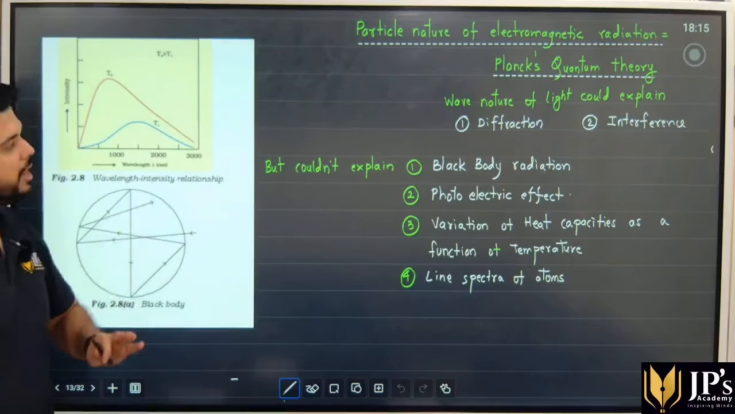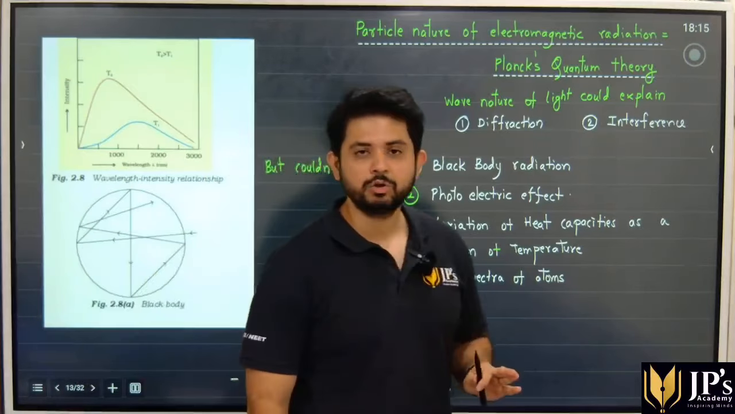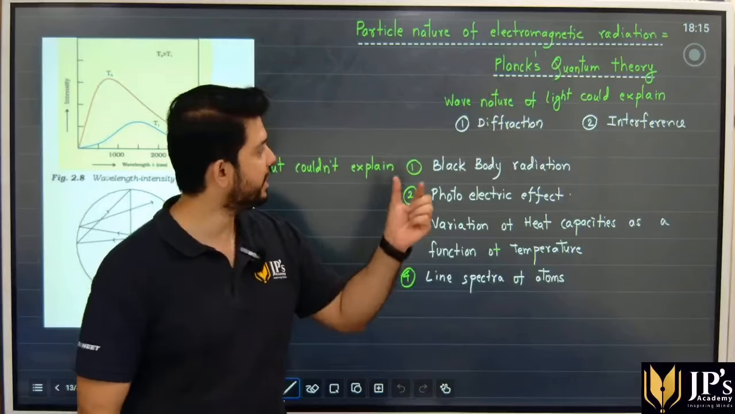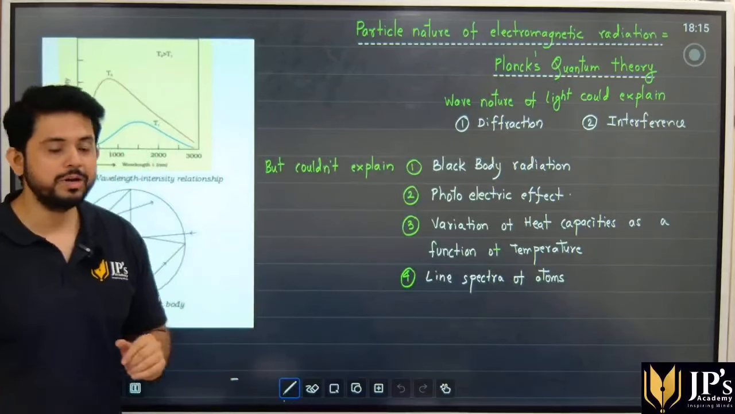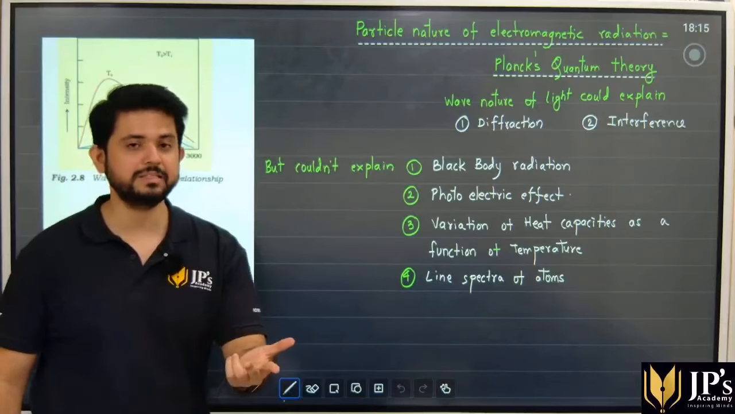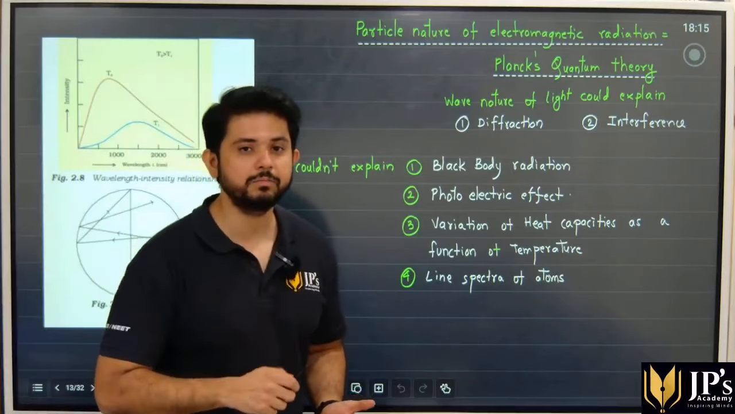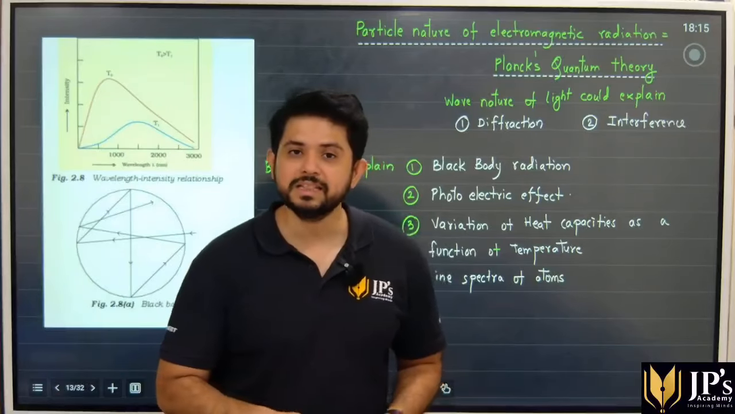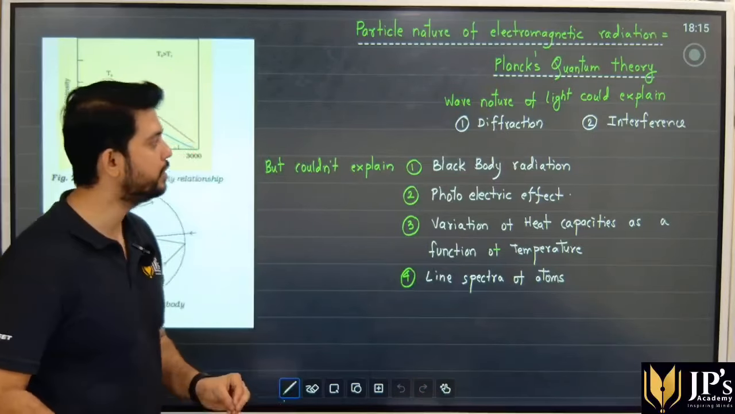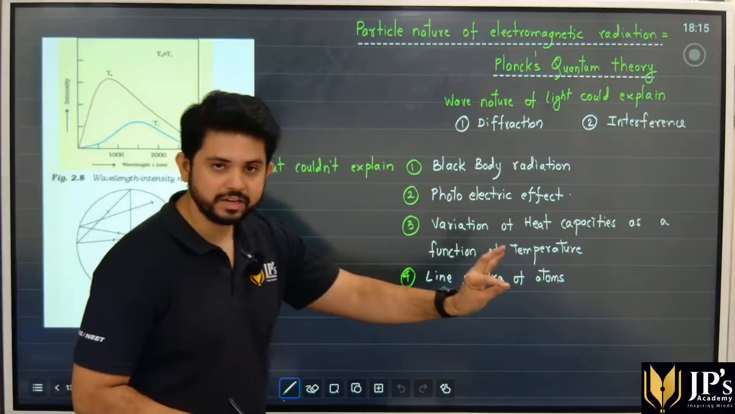Next, students, we have the particle nature of light, or we also call it Planck's quantum theory. Now, students, the wave nature of light could explain concepts like diffraction and interference, but it couldn't explain concepts like black body radiation, photoelectric effect, heat capacity as a function of temperature, and the line spectra, or the spectrum of the atoms. And hence, in order to explain this, Max Planck came up with a new theory, which is called Max Planck's quantum theory. Now, for that, students, we have something called black body radiation.